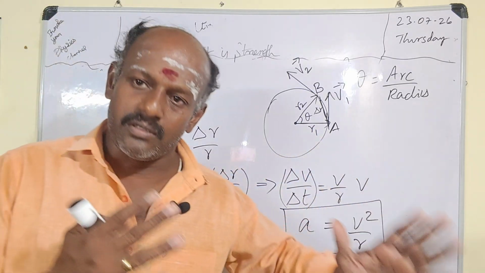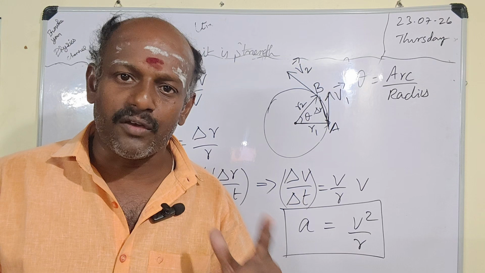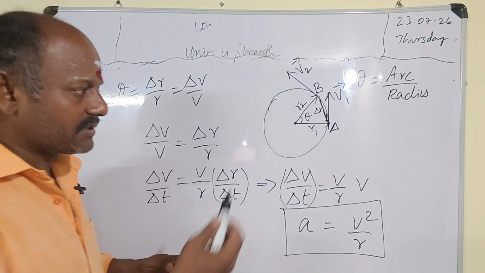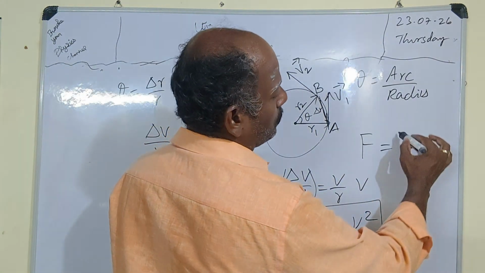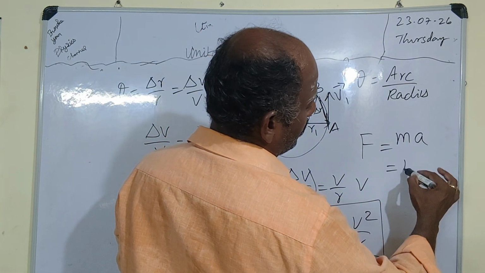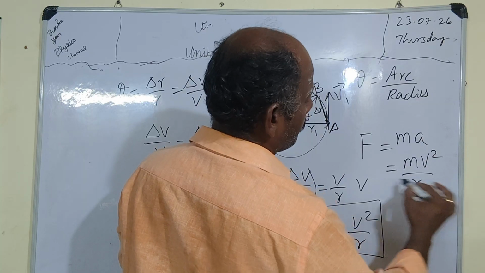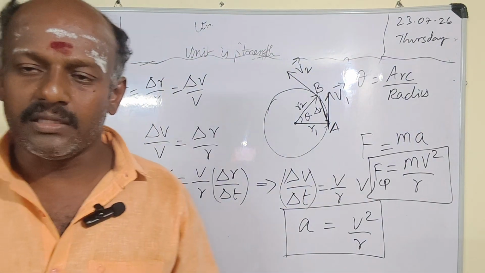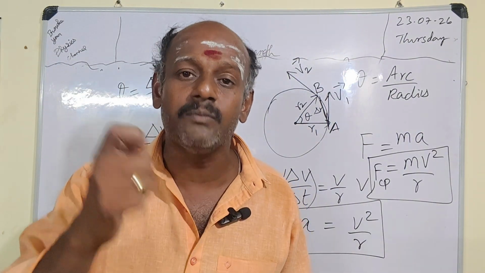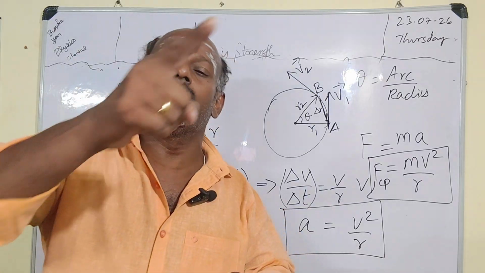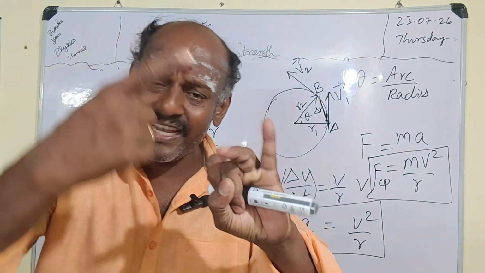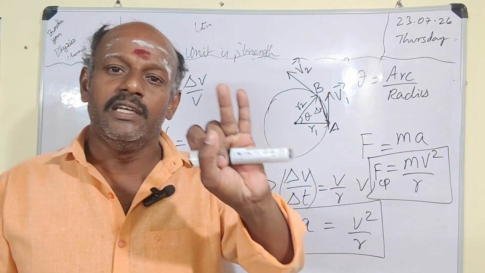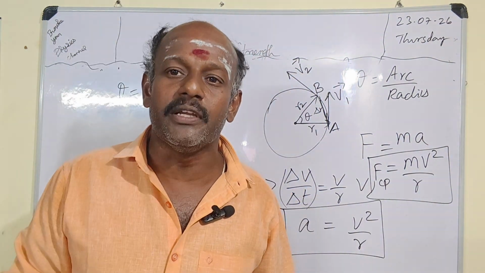Now I am applying Newton's second law. What is Newton's second law? F is equal to m times A. Suppose the object has mass m, then the centripetal force F is equal to m into A, which is equal to m into V squared by R. This is the centripetal force. So you may know that the centripetal force makes the object move along the circular path, first point. Second, it is always trying to pull towards the center. Pull towards the center. That is why it is called centripetal force.